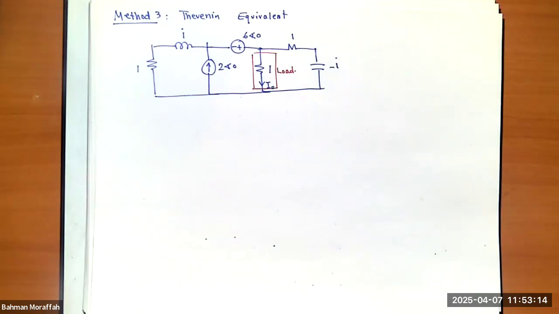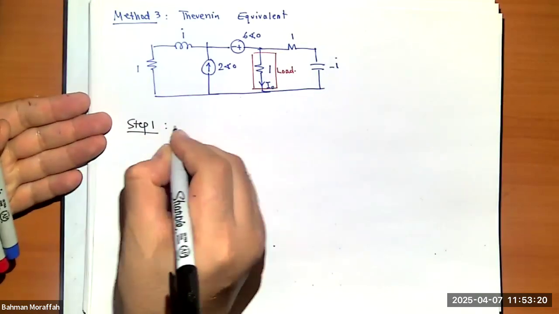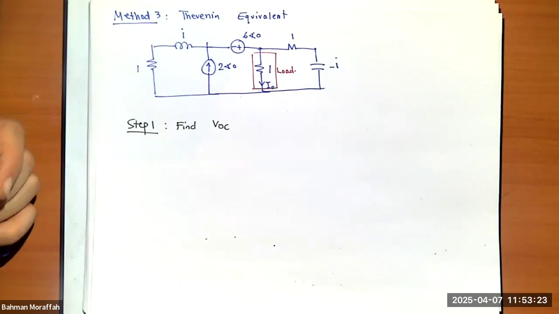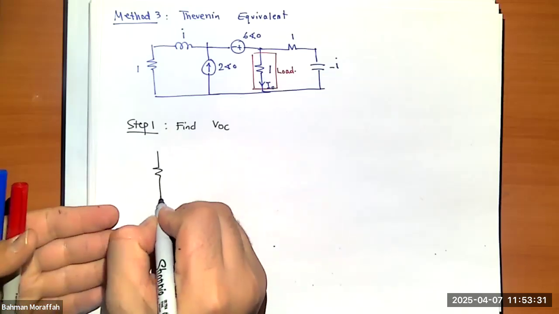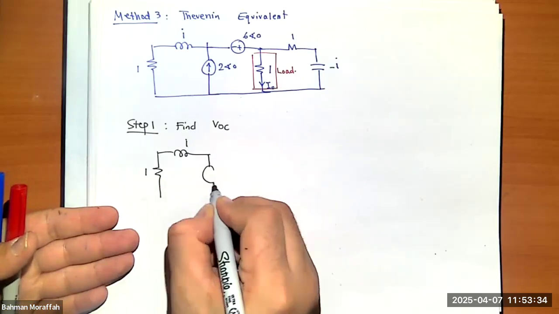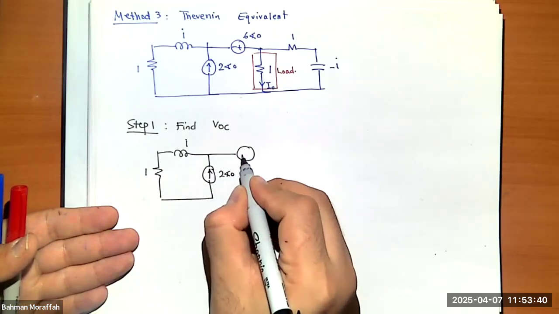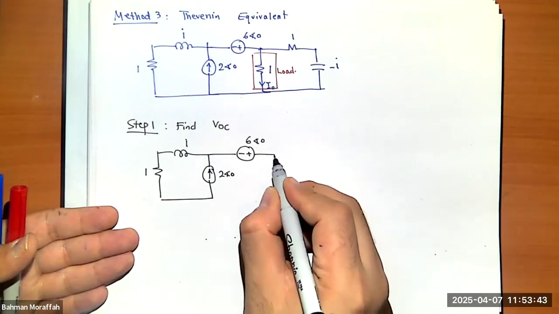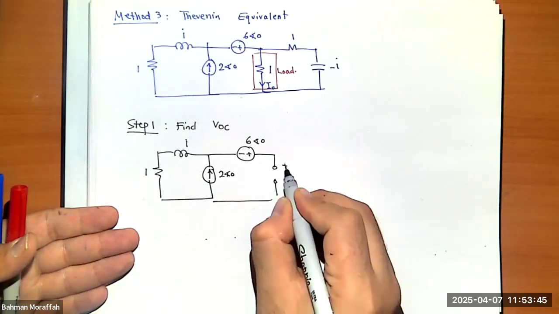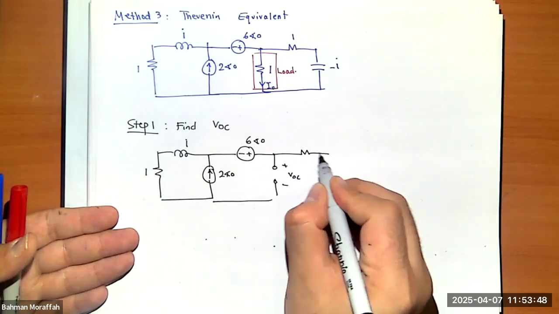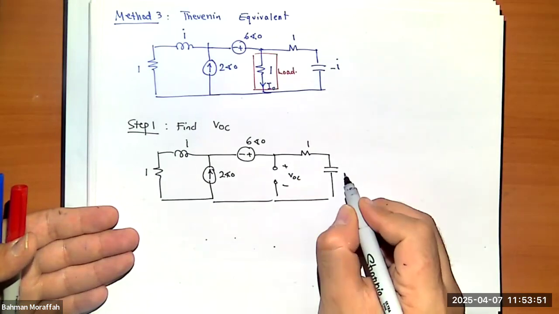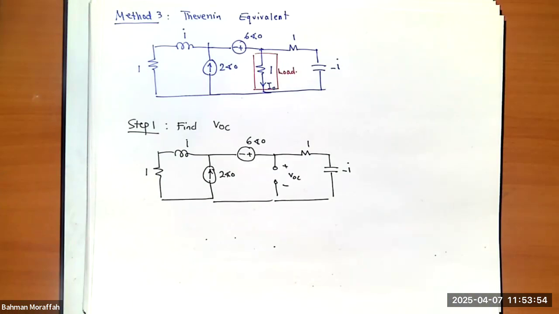So step 1. Find V open circuit. How do we find V open circuit? We remove the load, leave it open, we find the voltage across those two terminals. So the circuit would be this one, I, 2 and 0. This is 6 and 0. V open circuit, 1, and this negative. Right?